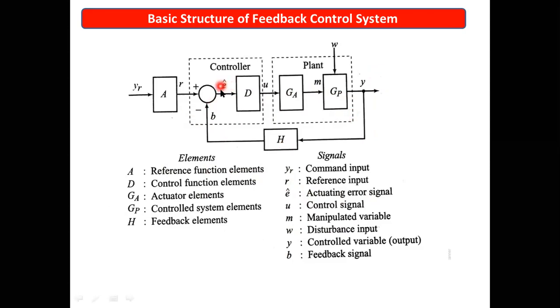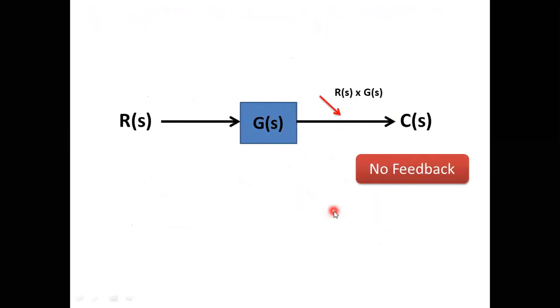And what would E actually be? R minus B. Okay, what would be U? The value of U would be E multiplied by D. Okay, so this could be analyzed. Now let's take another slide and try to understand how to reduce the block diagram.